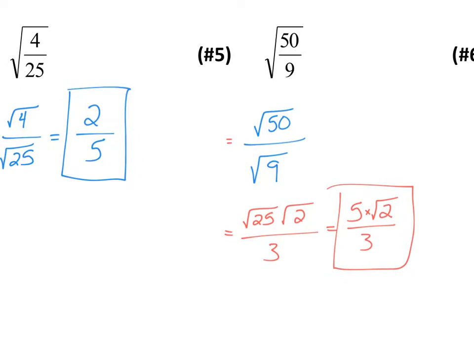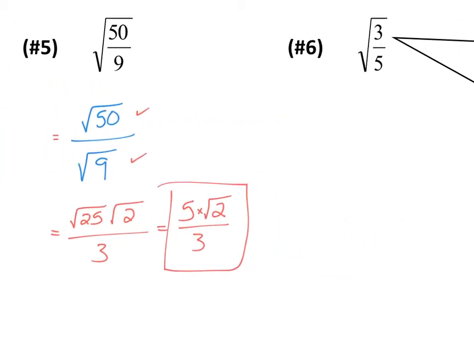So we had a fraction inside of a radical. We split it apart into 2 different radicals. Then we broke apart the top into perfects and non-perfects. And on the bottom, the square root of 9 is just 3. And then we simplified the square root of 25 into 5. So it's 5 times square root of 2 divided by 3.